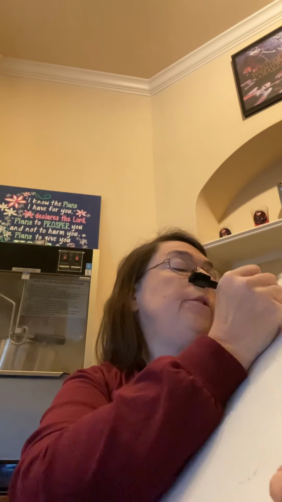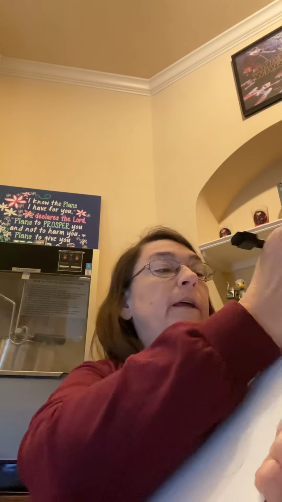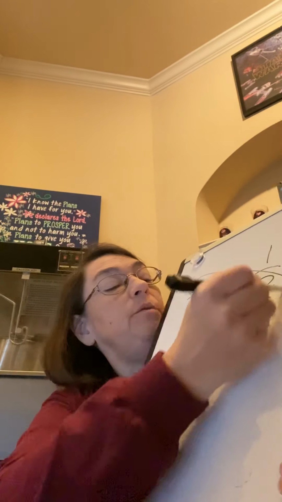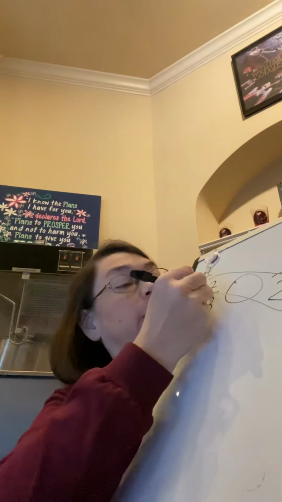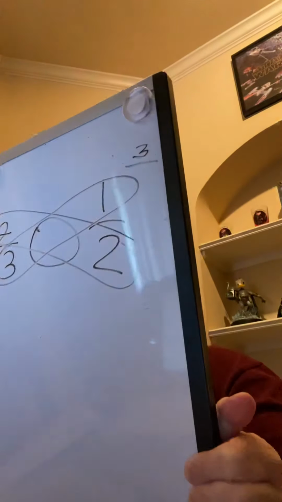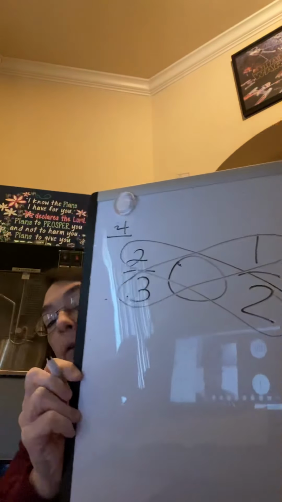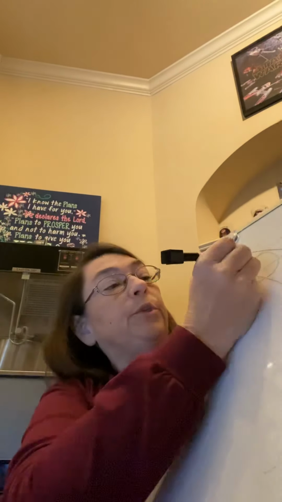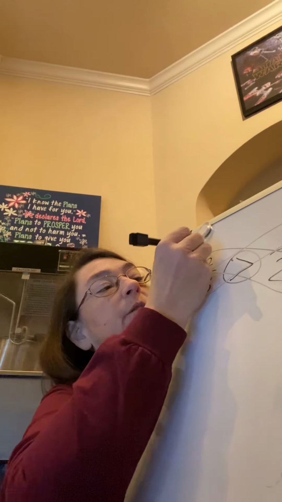All right, the next one. Same problem. We're still on number 5. The next one was 2/3 and 1/2. Again, butterfly method. 2 times 2, I'm going to put my answer right here, 4. 3 times 1, put my answer right here, 3. Which one's bigger? 2/3. Yep, 2/3 is bigger because my number up here is bigger.